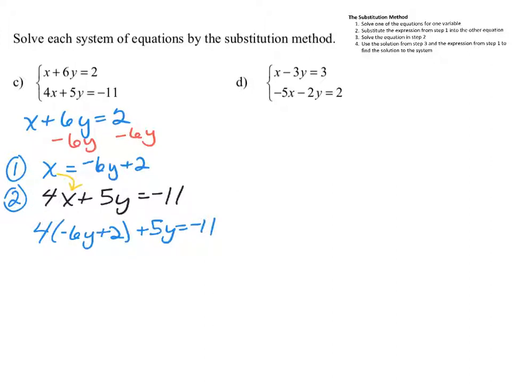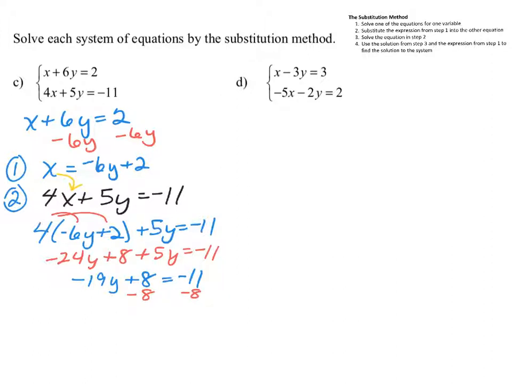When we distribute the 4, we get a negative 24y plus 8 plus 5y is equal to negative 11. Now when we combine like terms, the negative 24y plus 5y is a negative 19y plus 8 is equal to negative 11. We're going to subtract 8 from both sides to get y by itself. This is step number 3. And there we get negative 19y is equal to negative 19, so that means y is equal to 1.